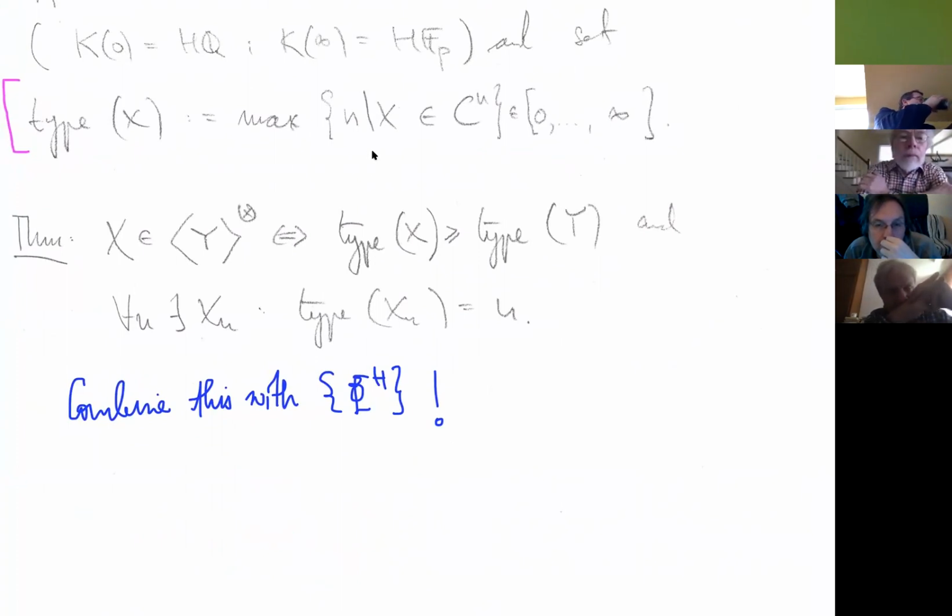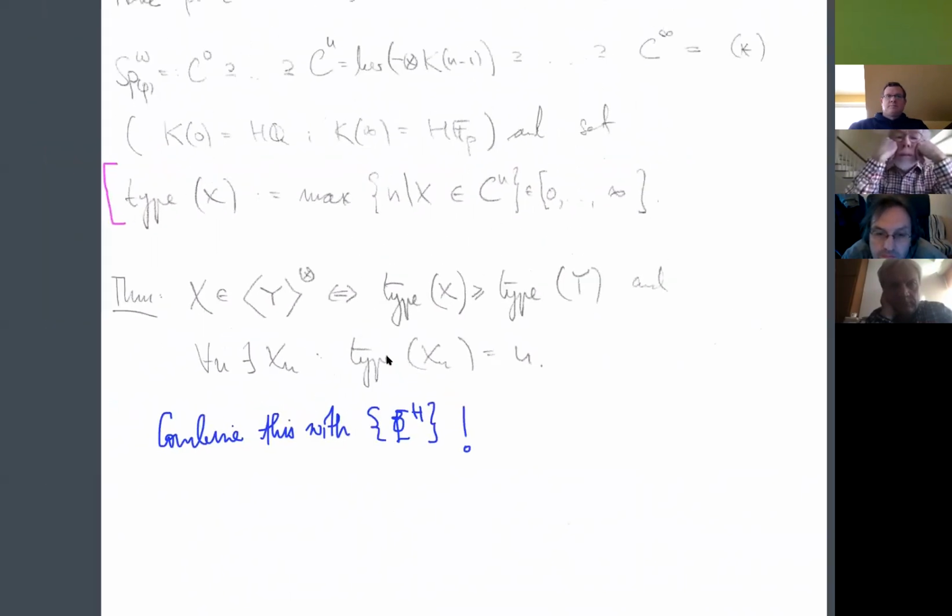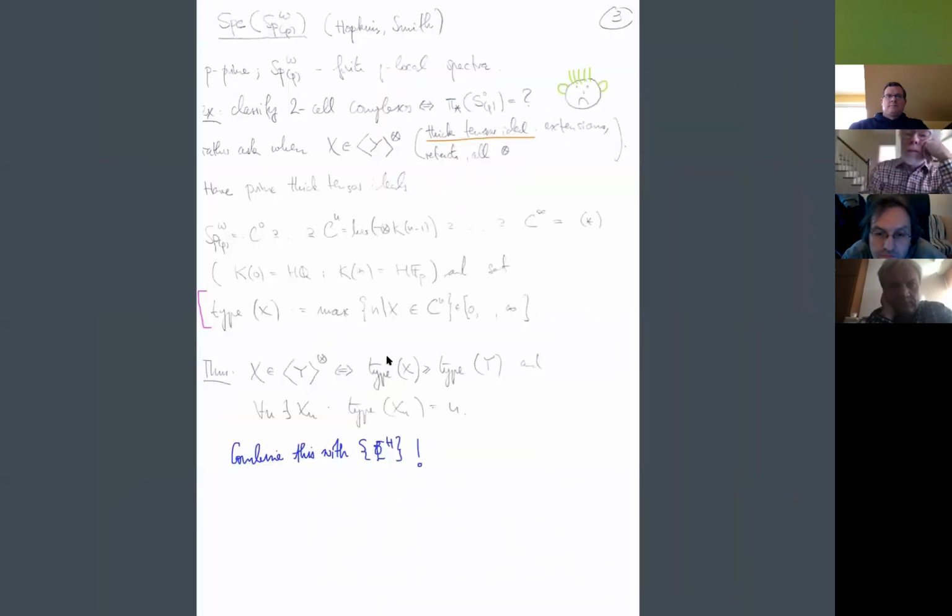So this is a classification result. If you classify all the finite complexes by what thick subcategory they generate, the answer is exactly given by the type. And then, of course, there's a non-triviality statement which says that for every non-negative number, there is actually a type n complex. So this gives a complete classification of finite P-local complexes up to this equivalence relation of generating the same thick tensor ideal. And there are probably no questions, but just for the fun of doing it, let me ask for other questions.